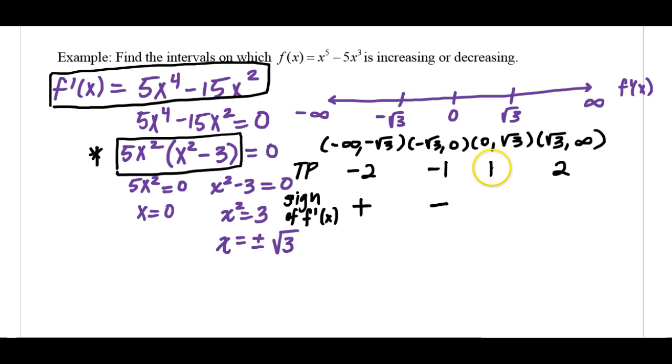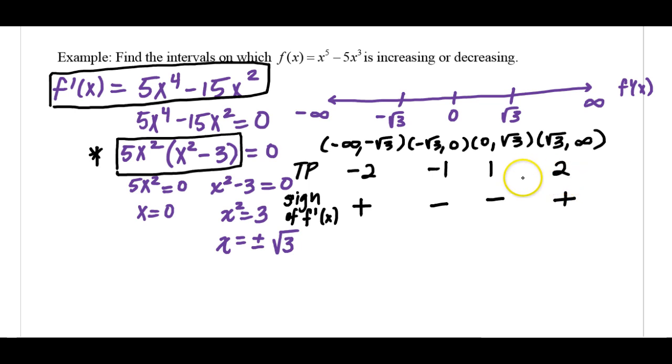Now we try 1. So if I plug in a 1, 1 squared is positive, so this is positive. 1 squared is 1 minus 3. I'm going to get that negative 2 again, so I'll get a negative. And then finally 2. So 2 squared is positive 4, so this quantity will be positive. And then 2 squared is 4 minus 3 is positive. So two positives multiplied together are positive.